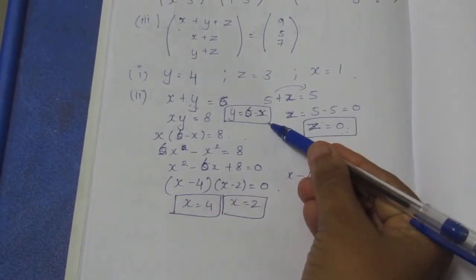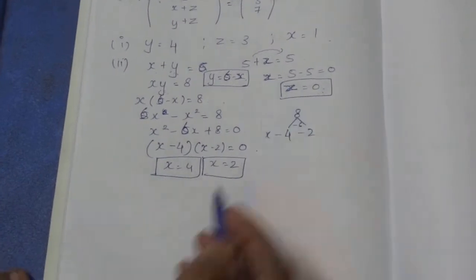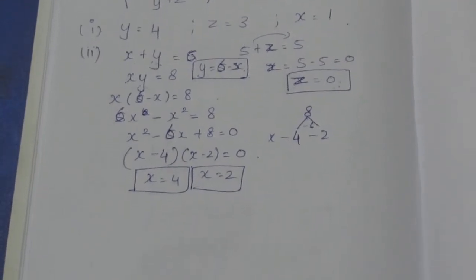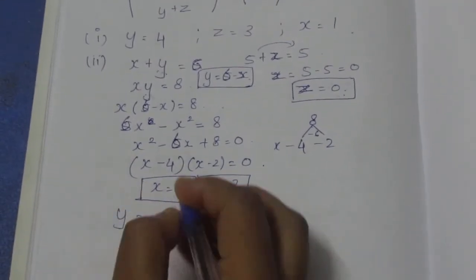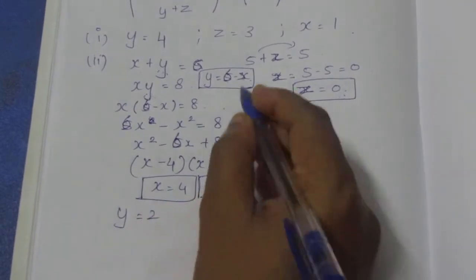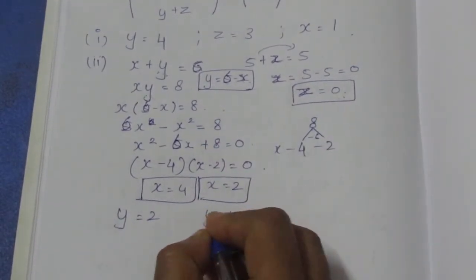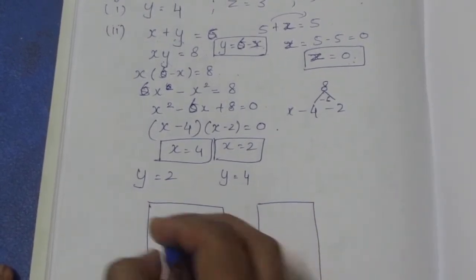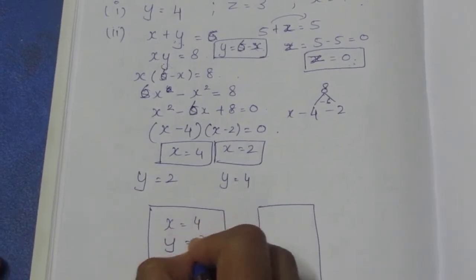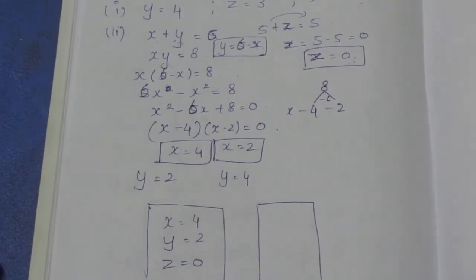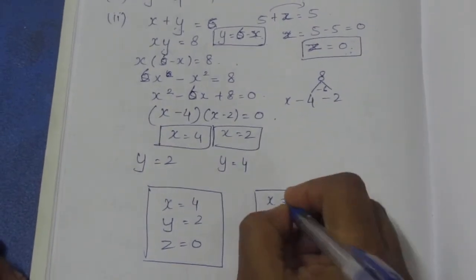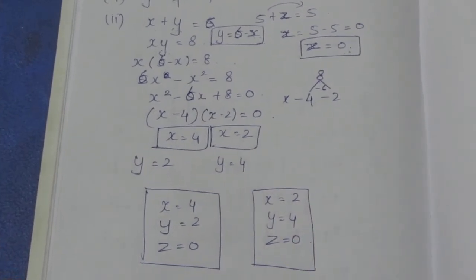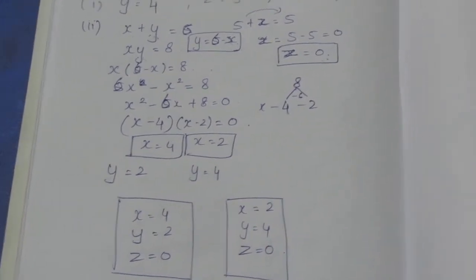Substitute the value in the place of y, it becomes y is equal to 6 minus 4 will become 2. Here 6 minus 2 will become 4. So we have two values of x, y, z. That is when x is equal to 4, y is equal to 2 and z is equal to 0. Same way when x is equal to 2, y is equal to 4 and z is equal to 0. There are two types of value in the second subdivision. We'll move on to the third subdivision.